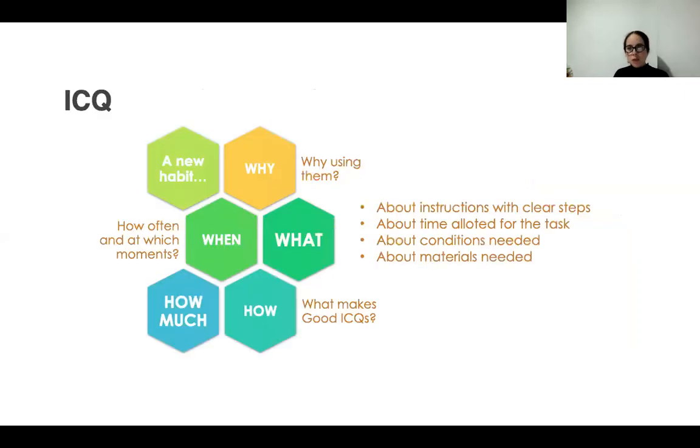ICQ, as I mentioned before, is instruction checking questions, which means that I hope not. This is not a romantic thing. This is very practical, and ICQs are very practical in nature. What we hope to do with ICQs is to form habits of attention in students that allow them, by the end of an instruction, to know for sure what you expect them to do. Why is it important to use them?